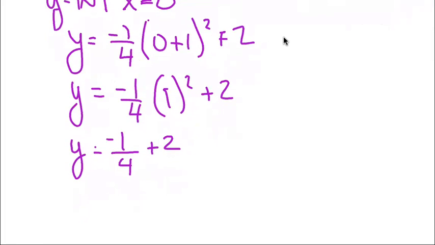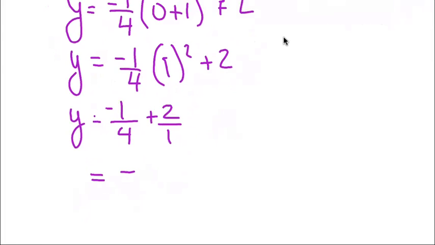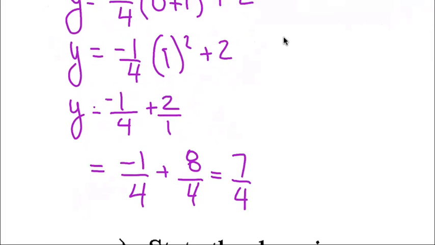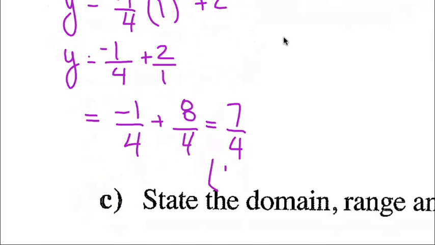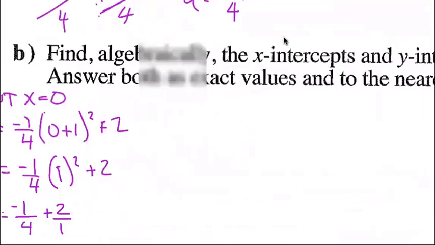Still needing our common denominator. So I need a common denominator of 4. Negative 1 over 4 plus 8 over 4 leaves 7 over 4. That's your y-intercept. As a decimal, sometimes it will ask you, you would just divide that. 1.75.